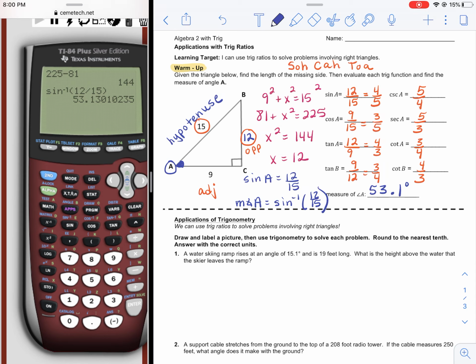Okay, and you did not have to use the sine. You could have said that the cosine of angle A is 9 over 15, and you would have gotten the same answer. Notice if I did second cosine, and I use 9 over 15, you get the same answer.